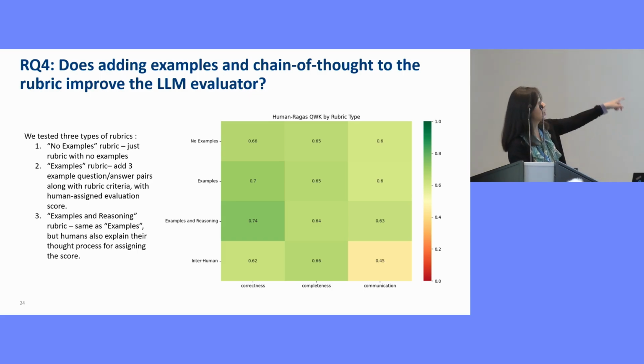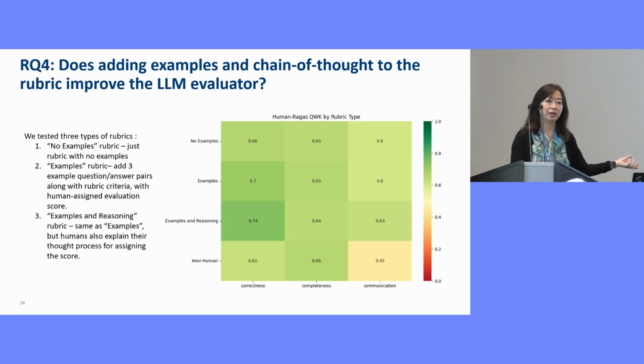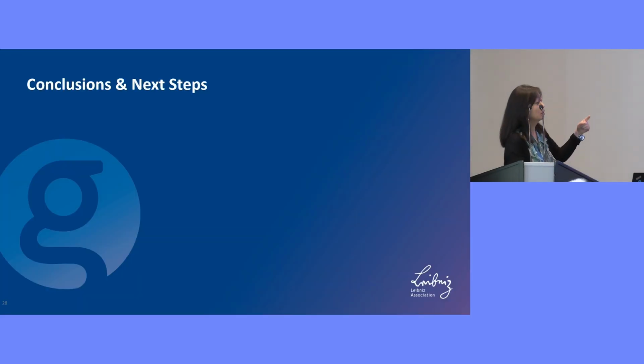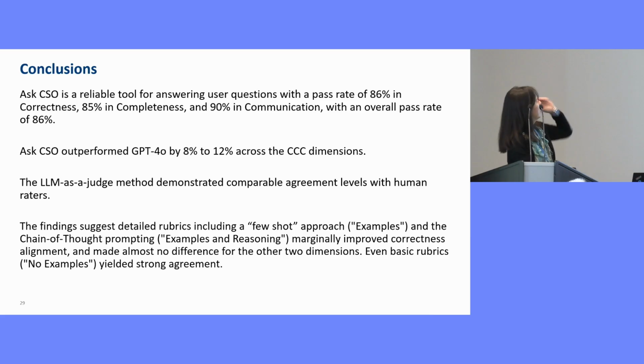I'm going to skip this part because it's about how to train the LLM. It's more for people who are interested in using it, but we can talk about it after the presentation. I just want to jump to the conclusion. Overall, our results show that Ask CSO performs better than GPT-4o, and the LLM-as-a-Judge demonstrated a comparable agreement level with human raters. That means if we have the time and the resources, we can expand this chatbot to PIAAC using the same framework.